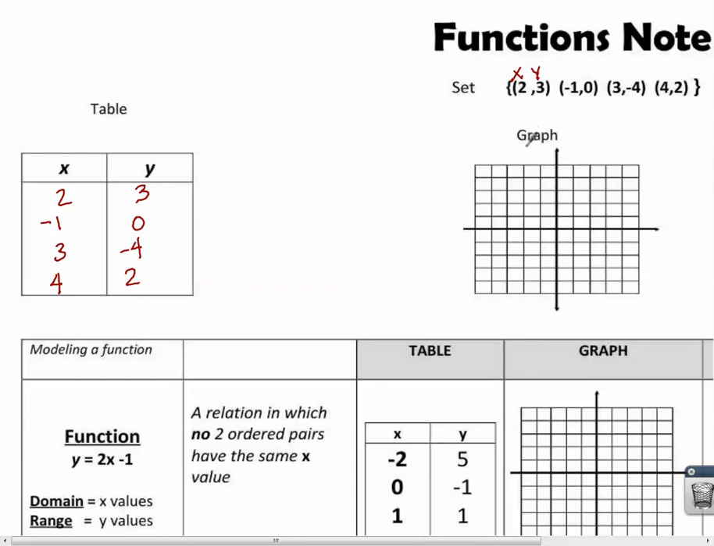Let's look at the graph. Remember, you want to walk, then fly, starting at the origin. So I'm going to go right 2, up 3, left 1, and then you're flying 0, so you stay on the x-axis. Walk 3, fly down -4, walk 4, fly up 2.